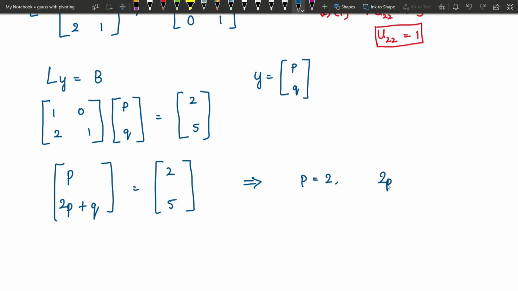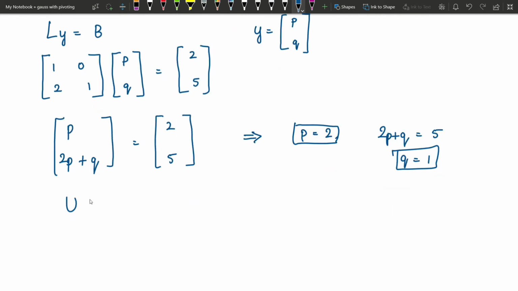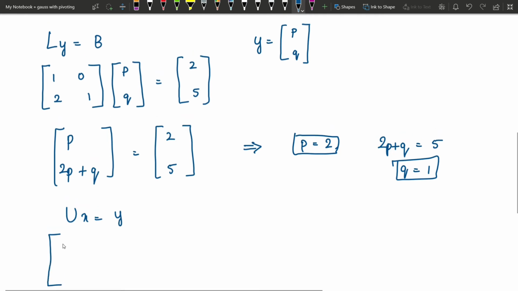So this implies p equals 2. 2p plus q is 5. Since p is 2, 2 into 2 is 4, 4 plus q will be 5. So q is 1. Okay. Now these are not the final solutions.